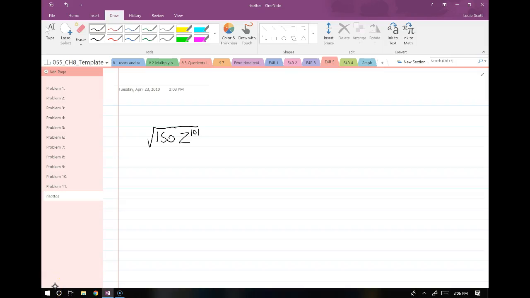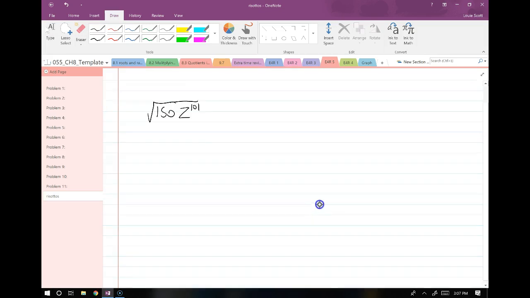Okay, so here we go. To those not here in class, we're just going to start working on our packet. But first, we're going to go back and do number 11 from the take-home packet. So this one's just a simplification of square root problem.